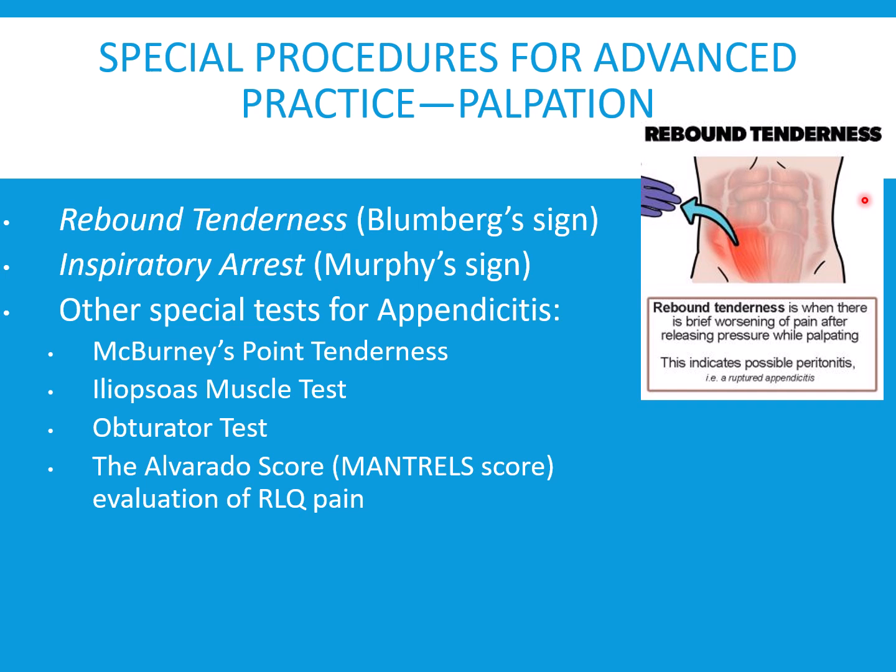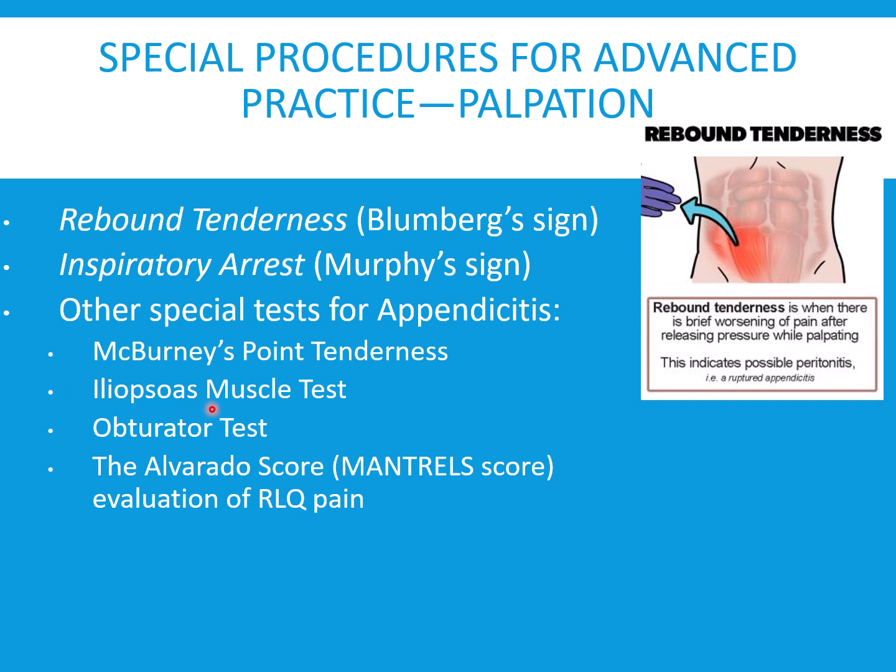And when we do Murphy sign, we press in. They have pain on inspiration, and that would be a positive Murphy sign. I'm sorry, not appendicitis, but this would be a liver inflammation or gallbladder inflammation for Murphy's. For appendicitis, we have McBurney's point tenderness. McBurney's point is the right lower quadrant.